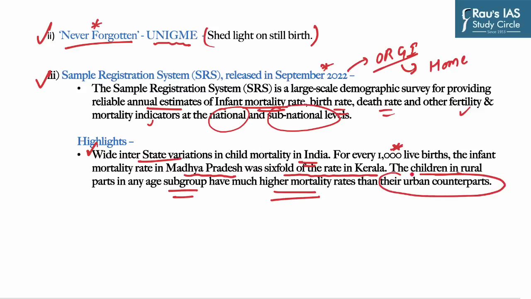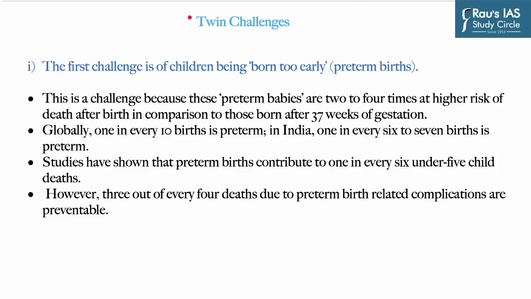Now, according to the author, there are twin challenges which are the main reason behind the high infant mortality rate in India. The first is the high level of preterm birth and the second is the equally high level of stillbirths prevalent in India. So the first challenge is of children being born too early. This is a challenge because these preterm babies are 2 to 4 times at higher risk of death after birth in comparison to those born after 37 weeks of gestation. Globally, 1 in every 10 births is preterm, while in India, 1 in every 6 to 7 births is preterm.